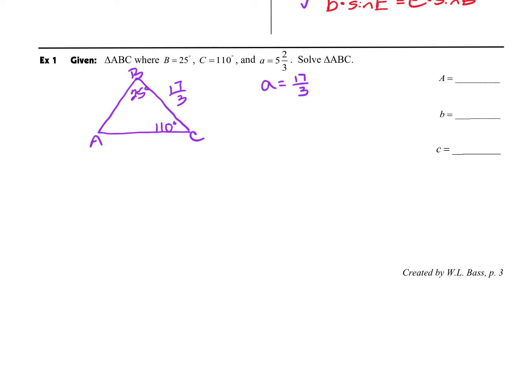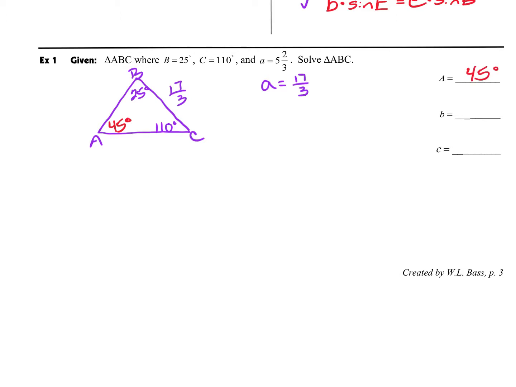Now, the first thing that we need to be able to recognize in this picture is that we can actually find the measure of angle A without doing anything significant, because all three angles add to 180 degrees. So we can quickly find the measure of angle A by doing 180 minus 25 minus 110, and that's going to get us a nice 45 degrees. So I can put it here, and I can even put it over here on my answer blanks.